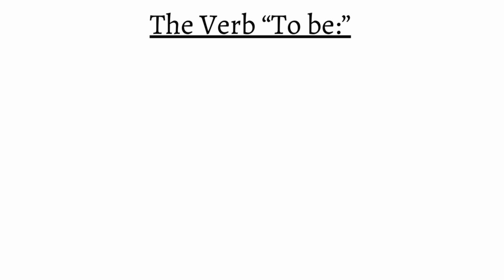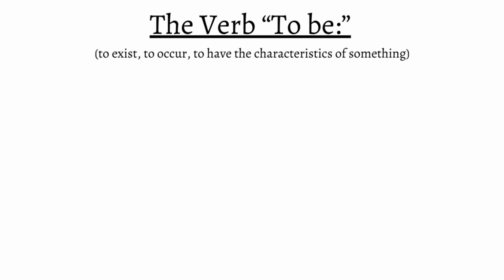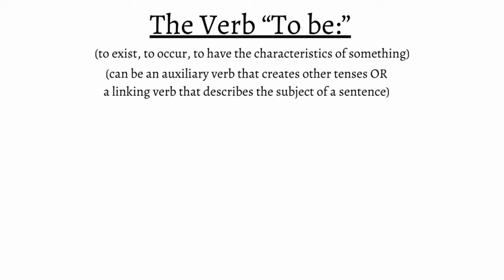The verb to be in English means to exist, to occur, or to have the characteristics of something. It is the most common English verb because of its additional use in grammar. To be verbs can be auxiliary verbs that create other tenses or linking verbs that describe the subject of a sentence. To be is an irregular verb that doesn't follow the conjugation pattern of regular verbs.